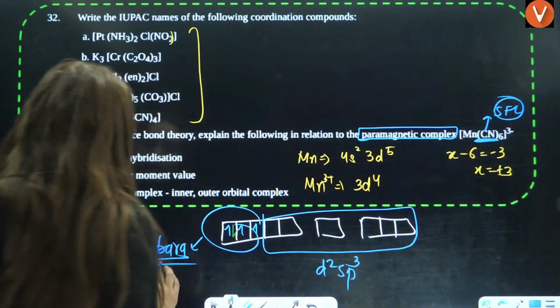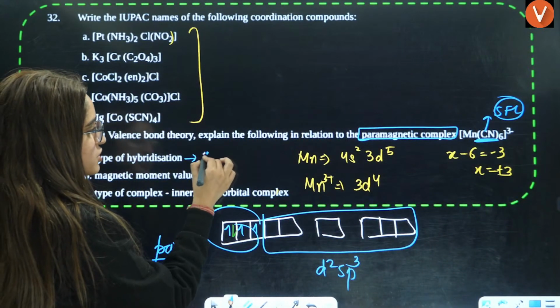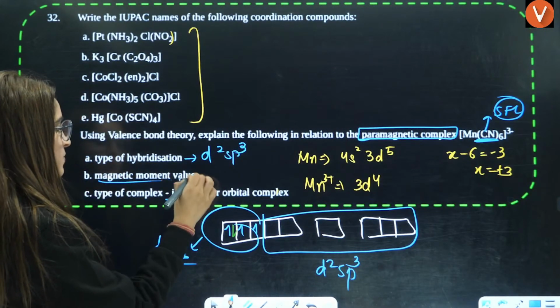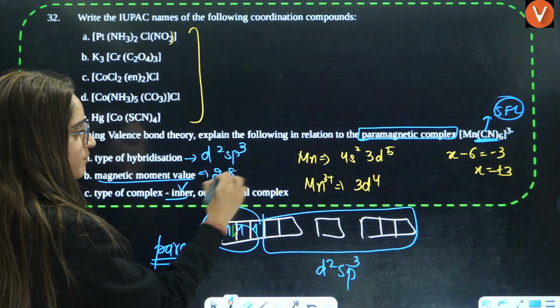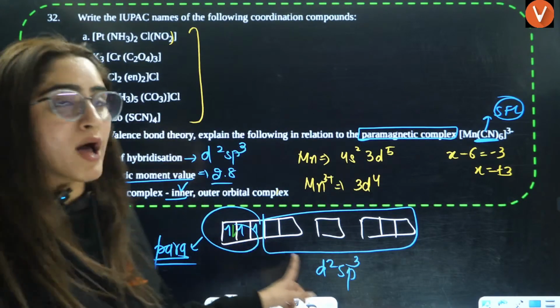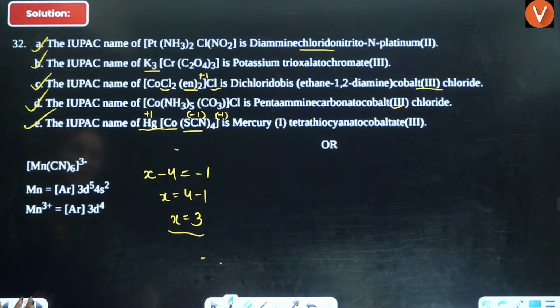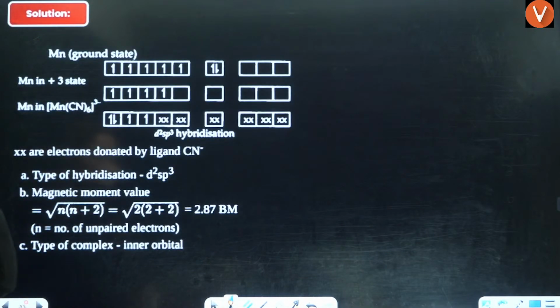So here we can say that the hybridization is d2sp3. It is an inner octahedral complex, and the magnetic moment is about 2.8. Why? Because it has 2 unpaired electrons here. Right? Okay, so that is a very, very important thing regarding this.